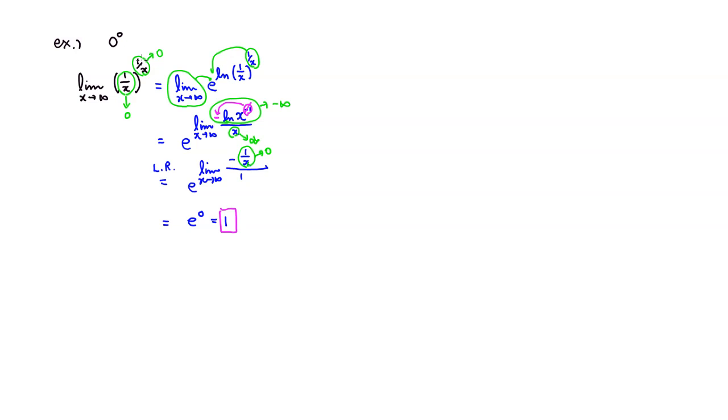So the trick is using e to the natural log so that we can use the log property to turn it into a 0 over 0 or infinity over infinity situation. All right, that's it. I hope that this was clear.